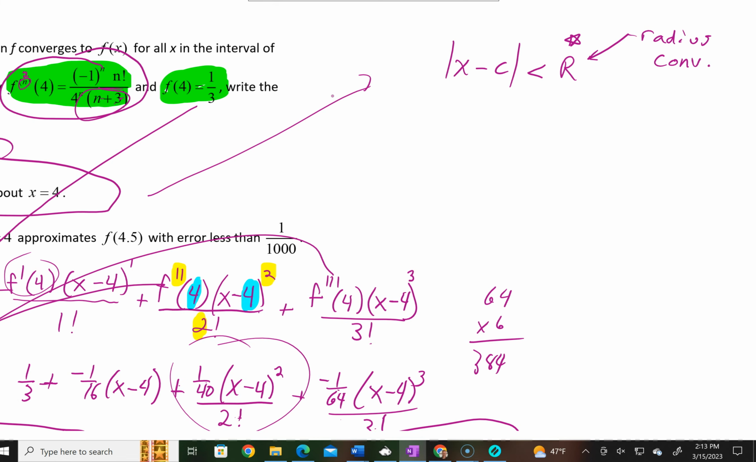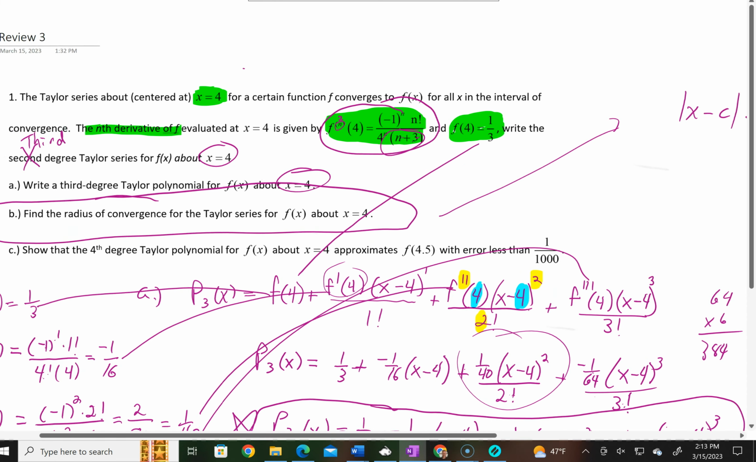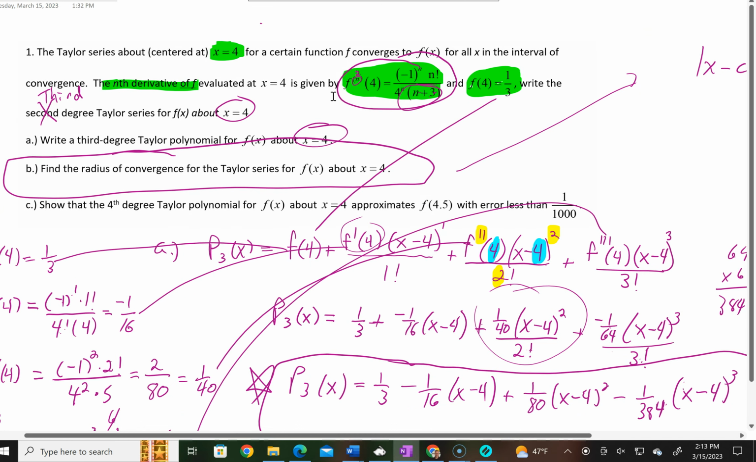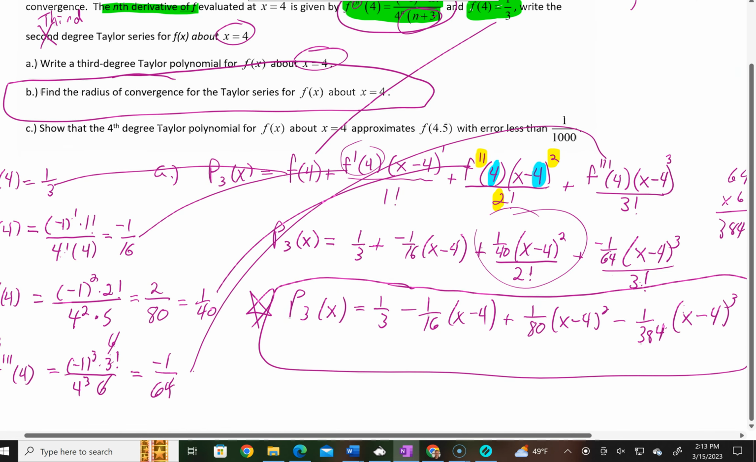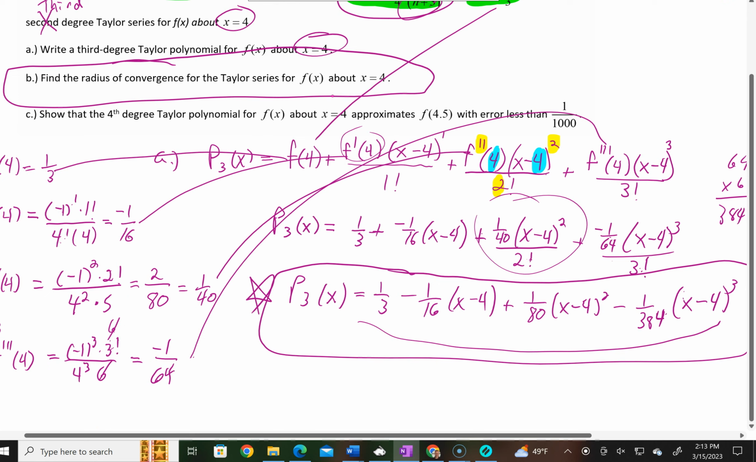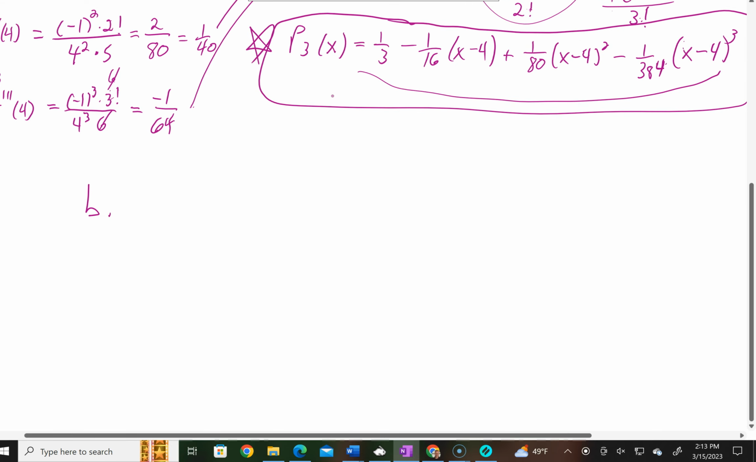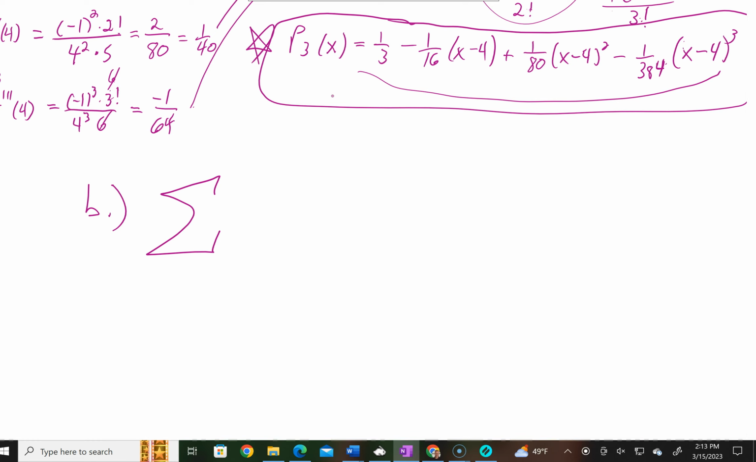Making sense, I hope? So now here's where kids will go, oh my gosh, Mr. Dobner, we need sigma. We need sigma. And while I can see what's happening here, what's the nth term? Well, here's what I want you to remember. Sigma is going to have the nth term inside of sigma, right? So what I'm getting at is, I'm going to say it's x minus 4 to the n, right? Divided by an n factorial.